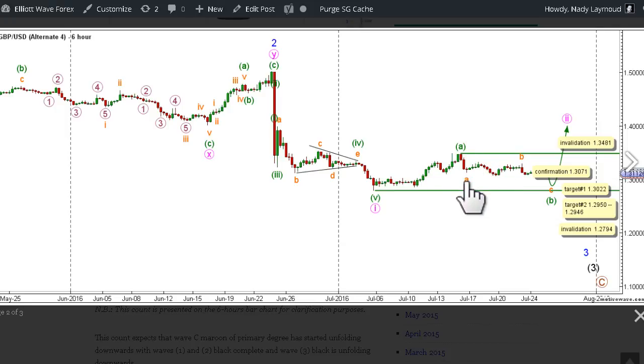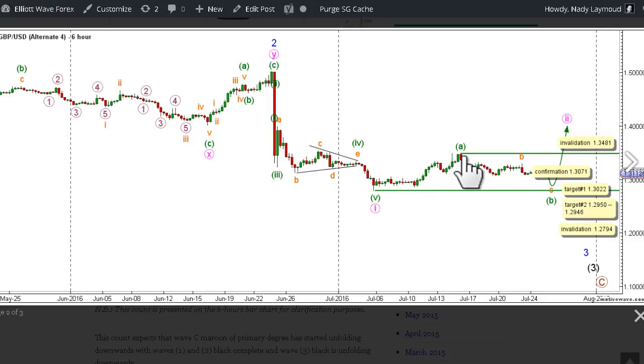This count's invalidation points are tight, and the upper invalidation point is at 1.3481, as wave B orange may not retrace more than 100% the length of wave A orange. And it should be noted that the upper invalidation point will be moved to the end of wave B orange once we have confirmation that wave C orange is unfolding downwards. As well, this count will be invalidated by movement below 1.2794, as wave B green may not retrace more than 100% the length of wave A green.